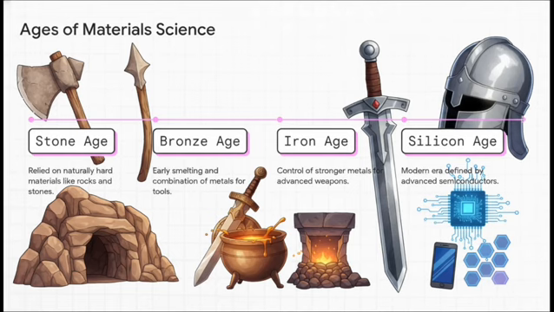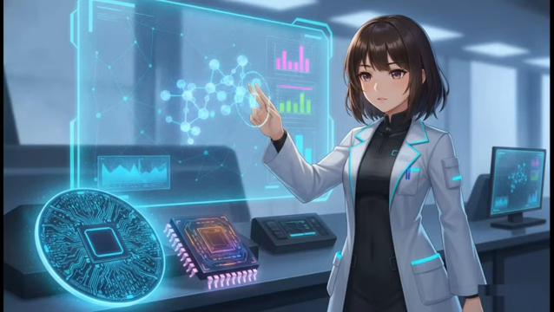Then we figured out how to smelt metals, kicking off the Bronze Age, which eventually gave way to the Iron Age with even stronger, more durable tools. But for almost all of this history, our control over matter was pretty much just trial and error and alchemy. And that brings us to, right now, the modern era. We are living in the Silicon Age.